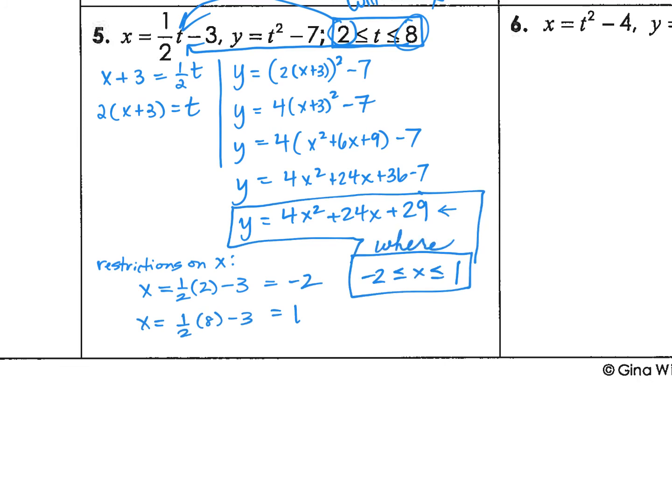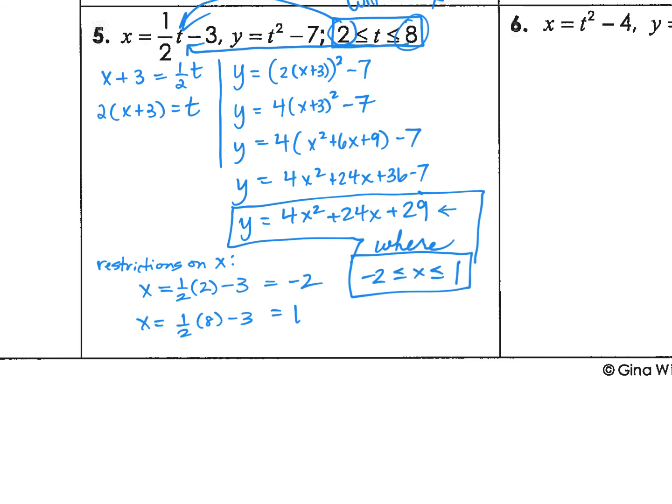Make sense? Now, if there are restrictions also from the equation, then you have to be very, very careful. Let's look at one more of these together, and then we've got to move on to the last little chunk, polar to parametric, which is going to be really easy. Okay? Is everybody good with this?